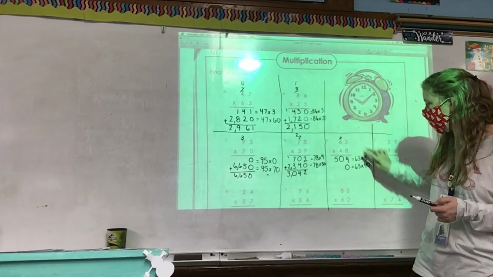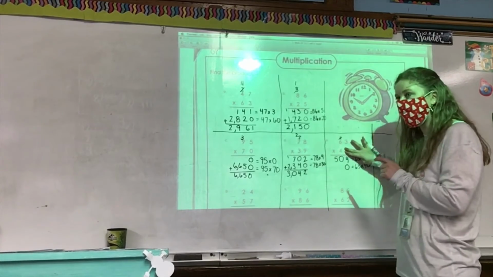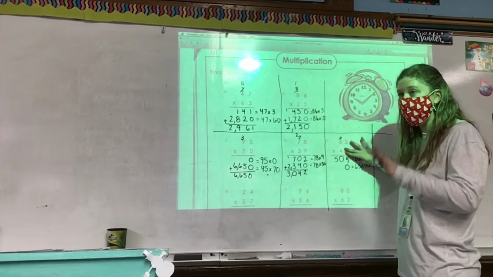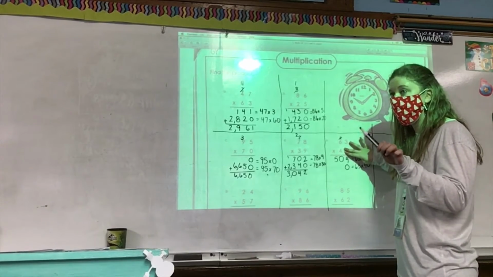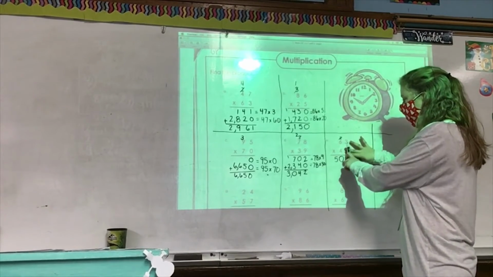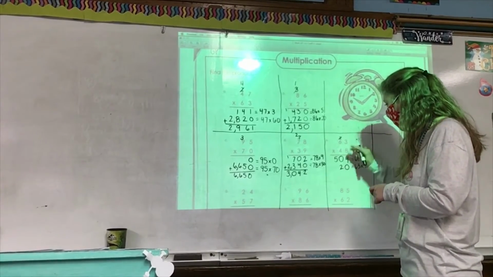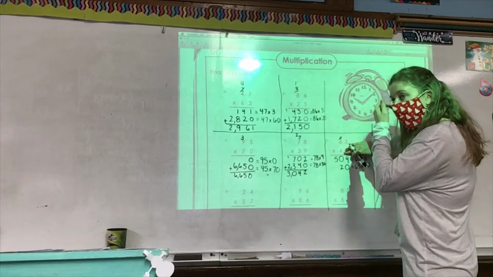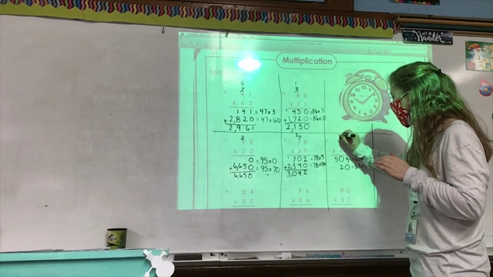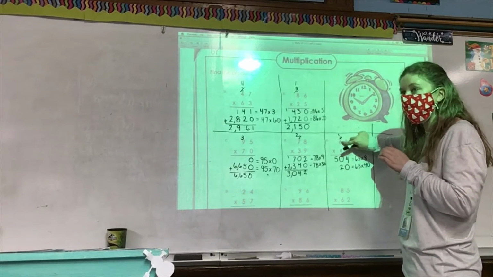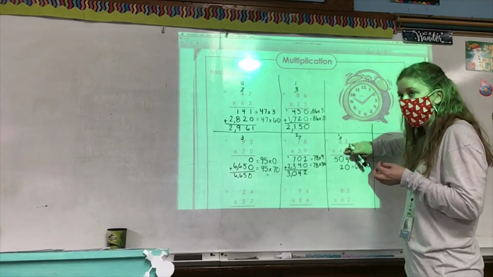63 times 4. So I can cover up that 8, pretend it doesn't exist. Do I do 4 times 6 first? No, I always start in the what place? Ones place. So 4 times 3 is 12. Do I have a place to regroup that 1? Yes, because I haven't used this 6 in the tens place yet, so I know I have a place to regroup it to.